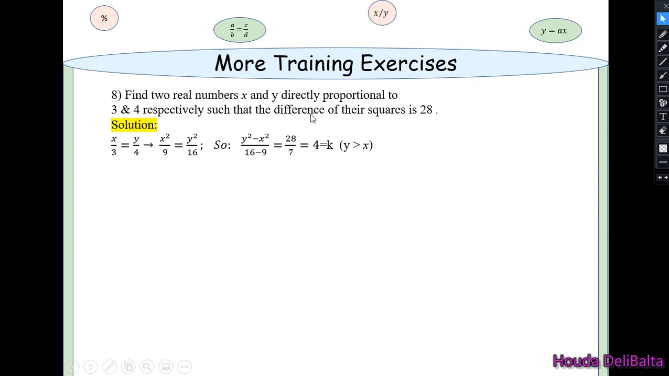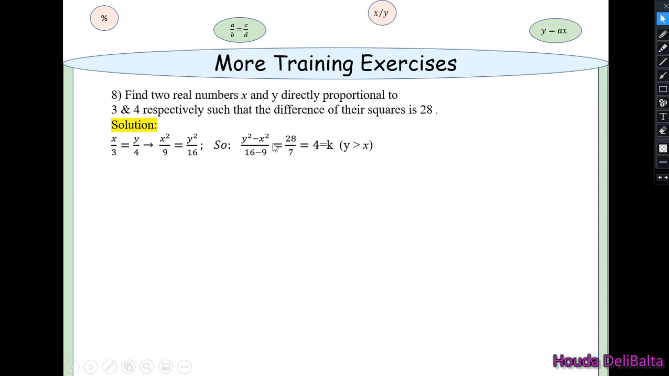Now, the difference of their squares is 28. So I need to make their squares, but I cannot square the numerator without squaring the denominator. That's why I write it as follows: x squared over 9, by squaring 3, equals y squared over 16. But since the question says the difference of their squares, I'm going to subtract. I have to put the bigger one minus the smaller one to get a positive number. What is the bigger number?